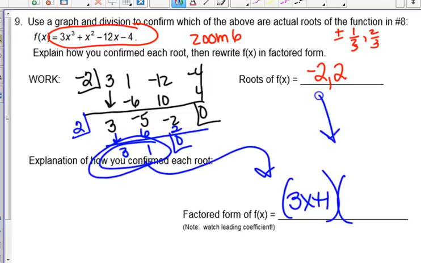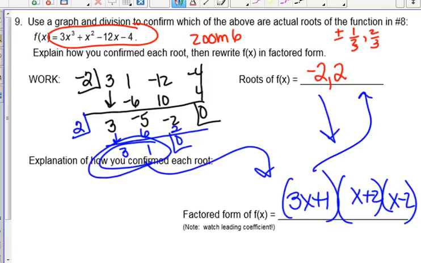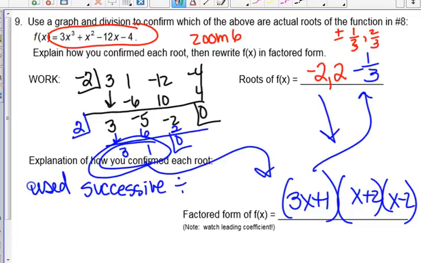And then these two give me x minus 2 and x plus 2, or that other order, I guess, if I'm going to leave them up there. And this tells me that the third one was negative 1/3. So I write I used successive division. You could even write I used my calculator, graphed it, did trace, and typed in all the possibilities. Okay.